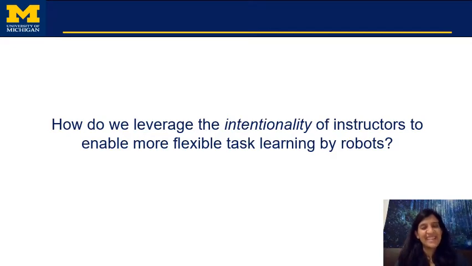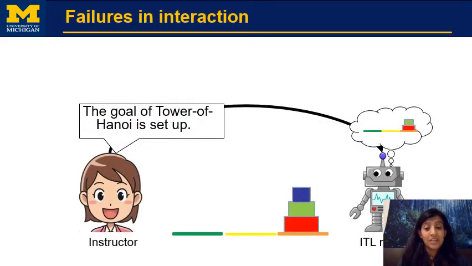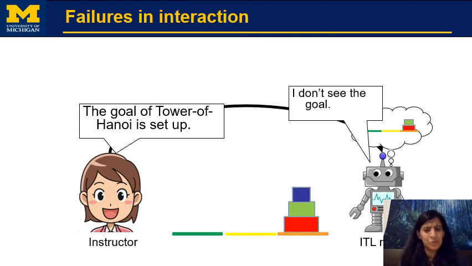But in this responding process, failures are unavoidable. It happens in human-human conversations too. So how does it manifest itself in a human-robot scenario? In this scenario, the instructor has set up the goal of Tower of Hanoi for the robot, but the robot has a perception issue and therefore it says, "I don't see the goal."